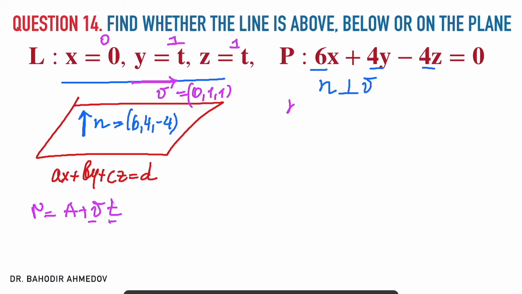So the n vector is going to be equal to (6, 4, -4). And the v vector is going to be equal to (0, 1, 1), and we have to multiply them.